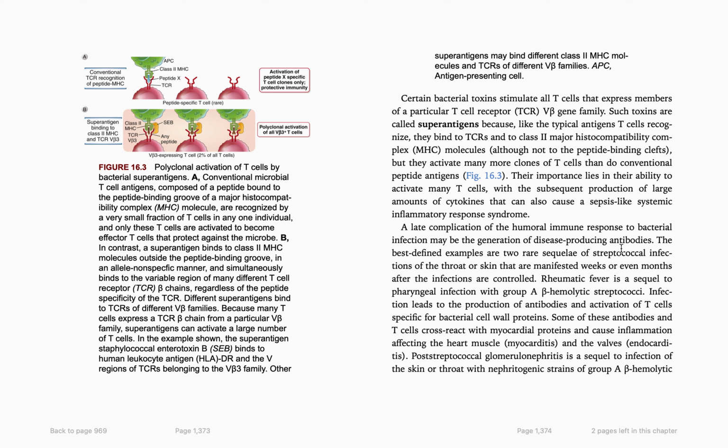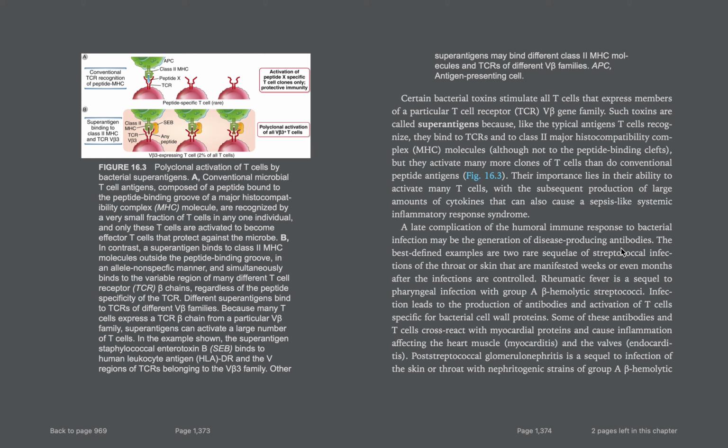A late complication of humoral immune response to bacterial infection may be generation of disease-producing antibodies. The best defined examples are two rare sequelae of streptococcal infection of the throat or skin that manifest weeks or even months after the infection is controlled.